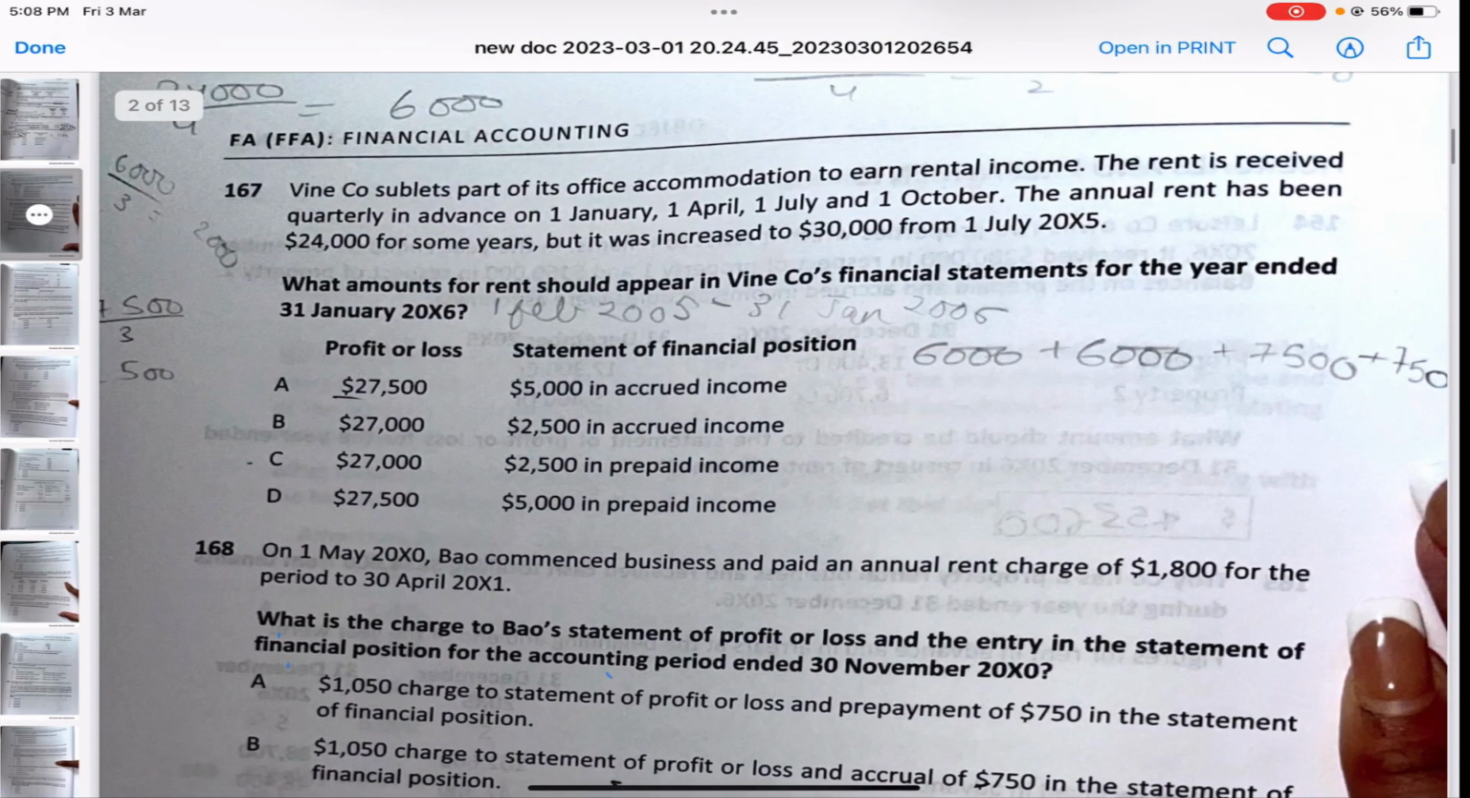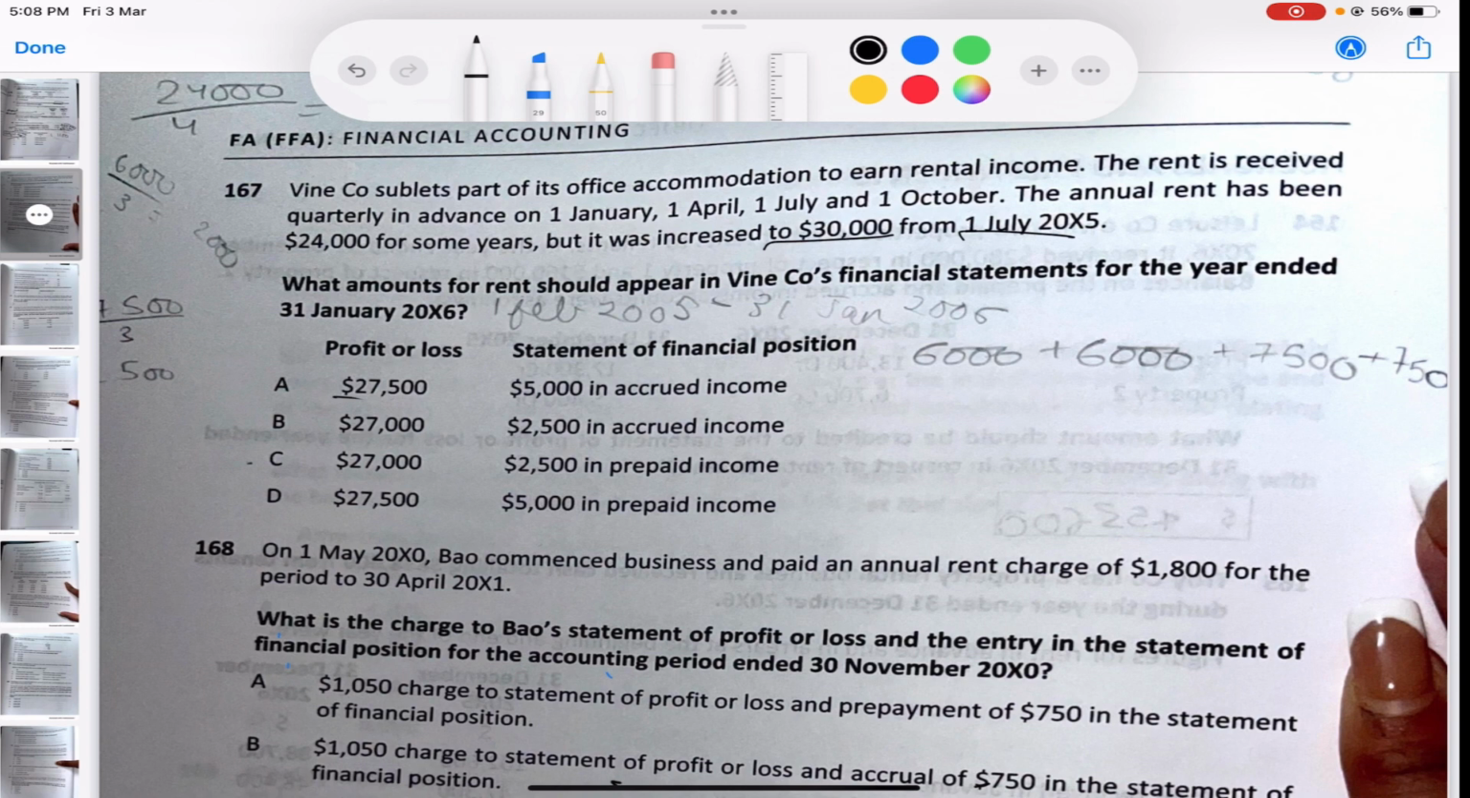Moving on to 167. Wine company sublets part of its office accommodation to earn rental income. The rent is received quarterly in advance. So on 1st January you receive for Jan, Feb and March. On 1st April you receive for April, May and June, and so on and so forth. The annual rent has been 24,000 for some years, but it was increased to 30,000 from July. So until July it was 24,000, but after July the annual rent became 30,000.